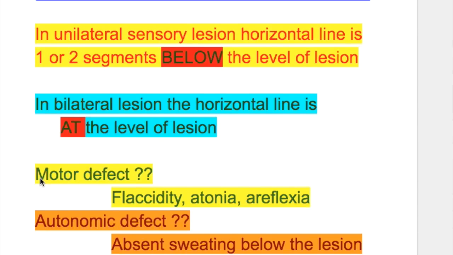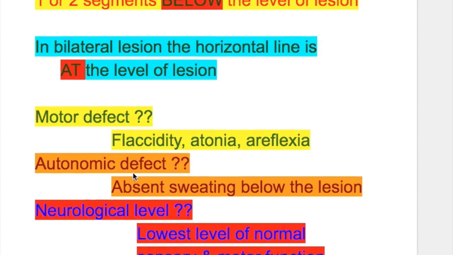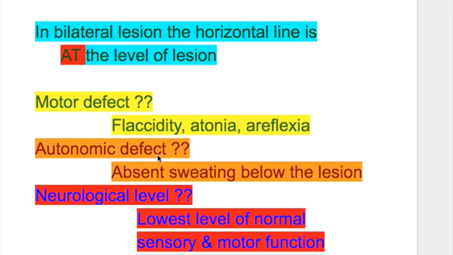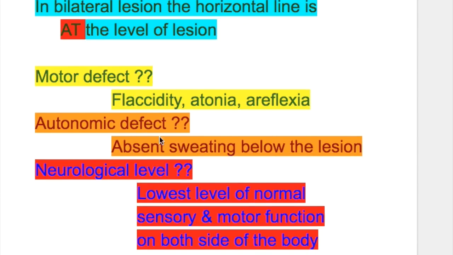And what's the upper limit of the motor defect at the horizontal line? There is flaccidity, atonia, and areflexia, involvement of the anterior horn cell. And what's the autonomic defect? Absent sweating below the level of the lesion.